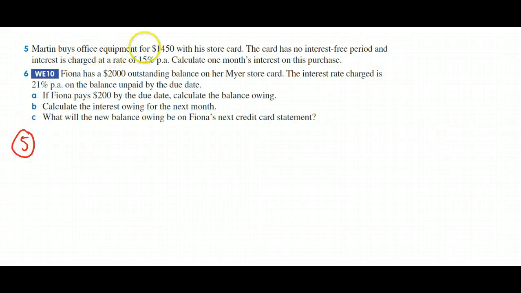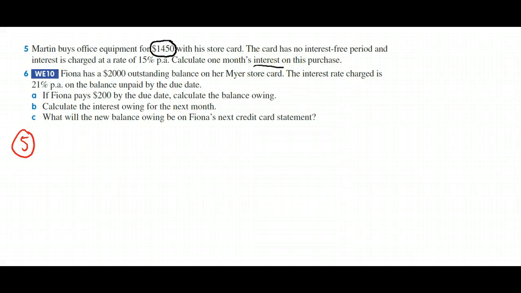Martin buys office equipment for $14.50 with his store card. So again, this is a sort of credit card, store card type problem. The card has no interest-free period, and interest is charged at a rate of 15% per annum. So straight away he's going to start getting charged 15% per annum. Calculate 1 month's interest on this purchase.